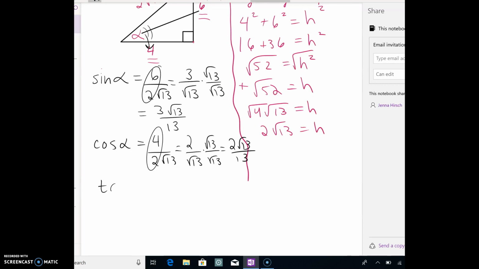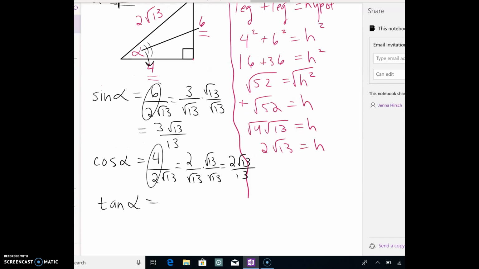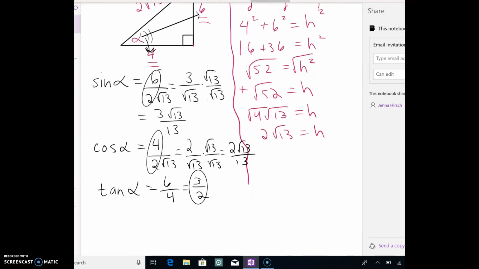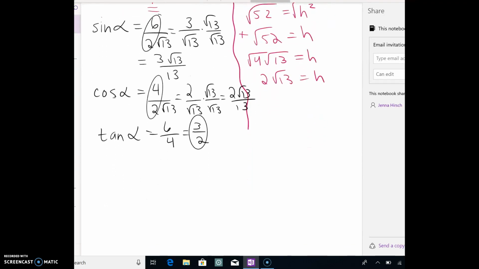Tangent of alpha. Well, tangent is equal to the side opposite, which is 6 right here, divided by the adjacent, which is 4. So tangent of alpha is 6 over 4, which reduces down to 3/2. Once we have sine, cosine, and tangent, we can fairly easily pick up what their reciprocal functions are.